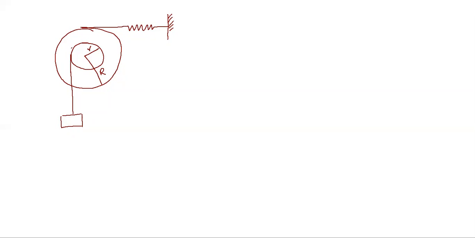Small r, capital R, right? This is mass m. It is moving in this particular direction. This is a pulley, right? The pulley is also having mass capital M. This is the center of rotation of the pulley. Class, you need to find out what is the natural frequency. Find omega of this system.